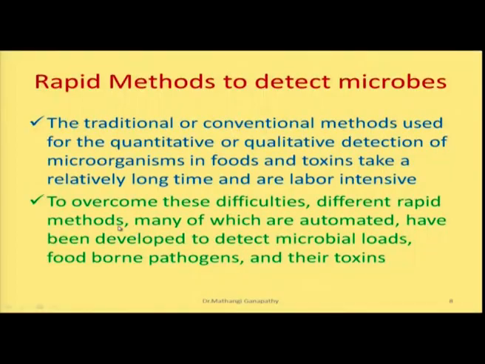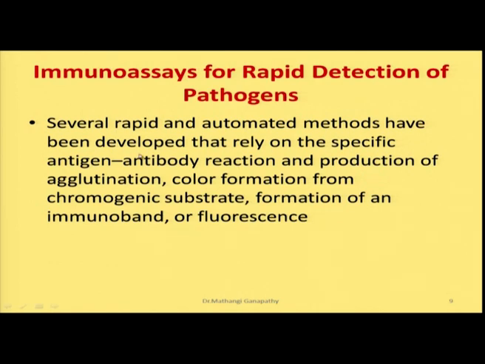So, other than going for this, do we have any rapid technology with which you can detect, so that within a matter of hours, you can say yes, the food is going to be rejected, or no, the food can be consumed safely. So, we have different rapid methods. Many of them are automated, have been developed to detect microbial loads, foodborne pathogens and their toxins.